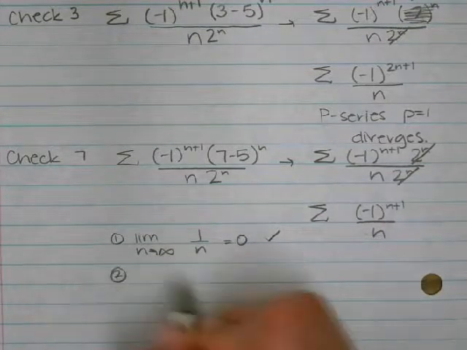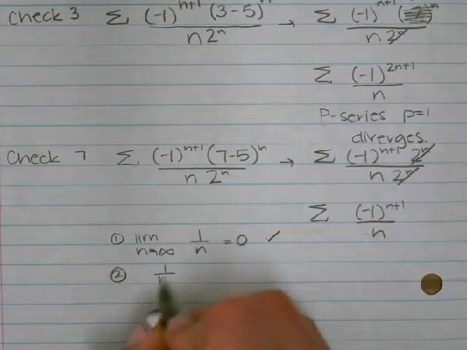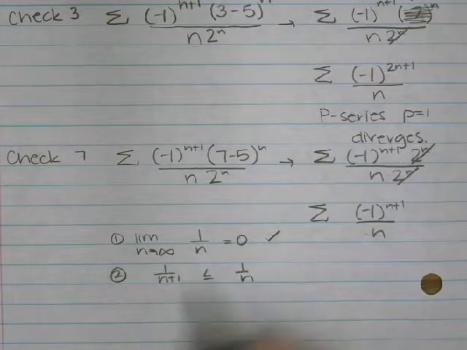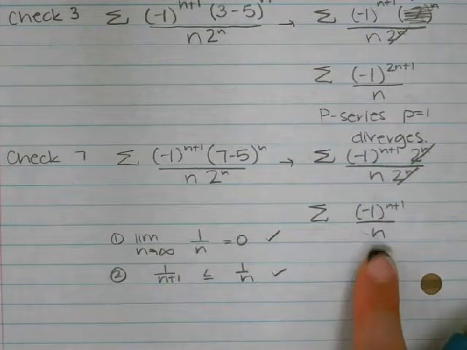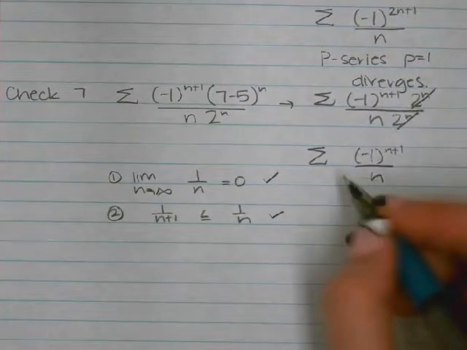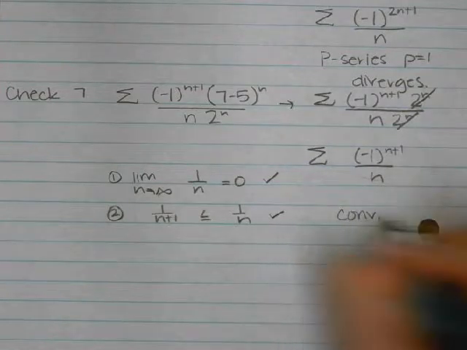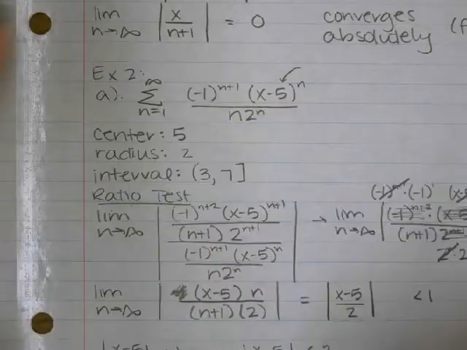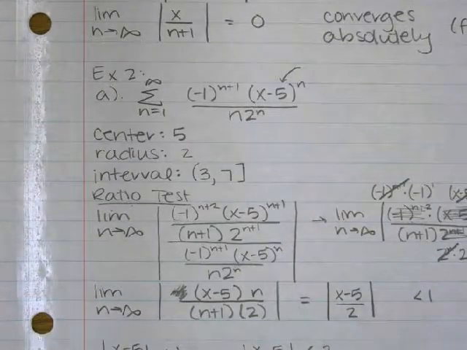And then the second condition is that 1 over n plus 1 is less than or equal to 1 over n. And when we look at that, that's true. So we know that the alternating series would converge. If it was always negative, then it wouldn't converge, it would diverge. But if it alternates, it actually does converge. And so that means that the 7 is included. So if we go back over here, our interval is from 3 to 7, excluding 3 and including 7.